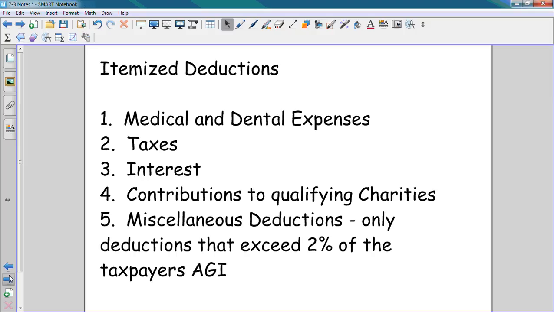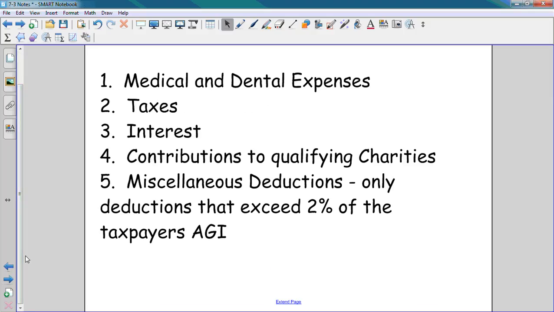Things that you use for your business, that's corporate. This is just individual. You can't write off a car for your personal use, only for your company. Miscellaneous deductions, only deductions that exceed 2% of the taxpayer's AGI.